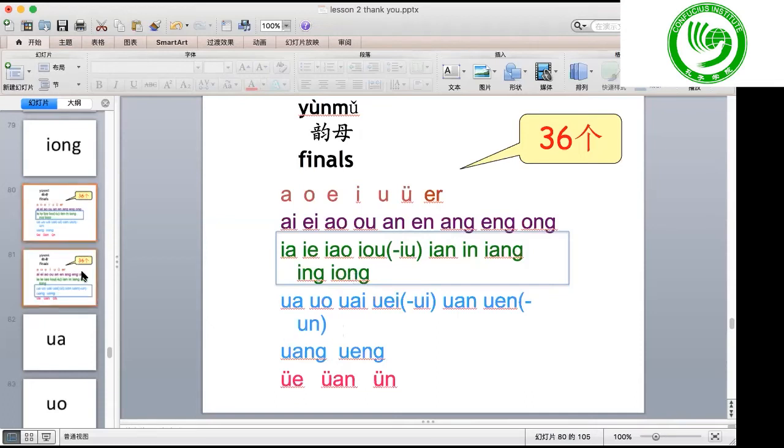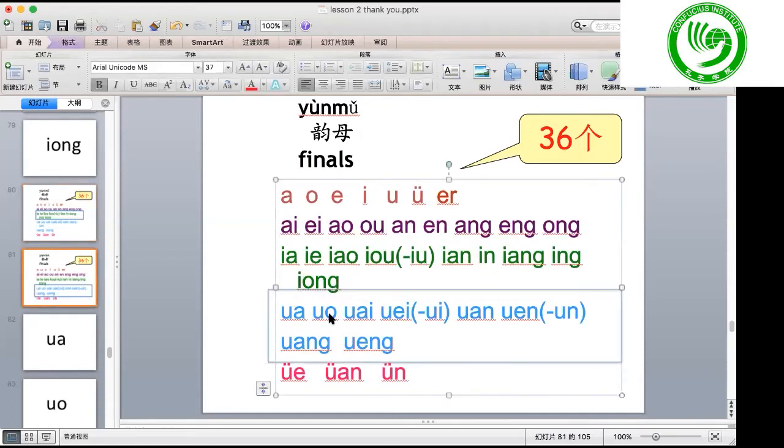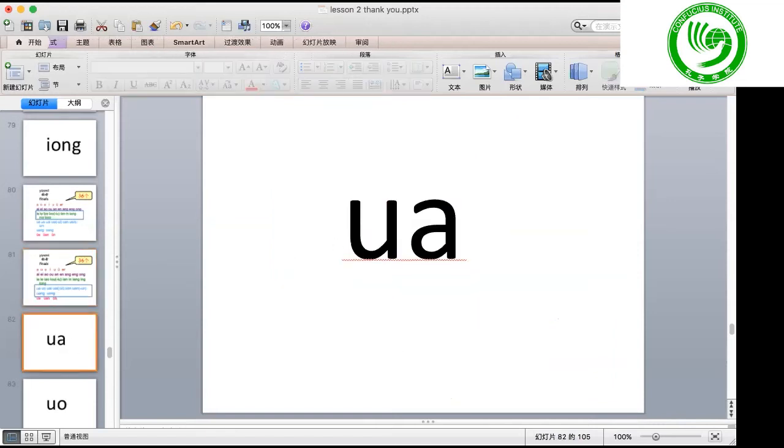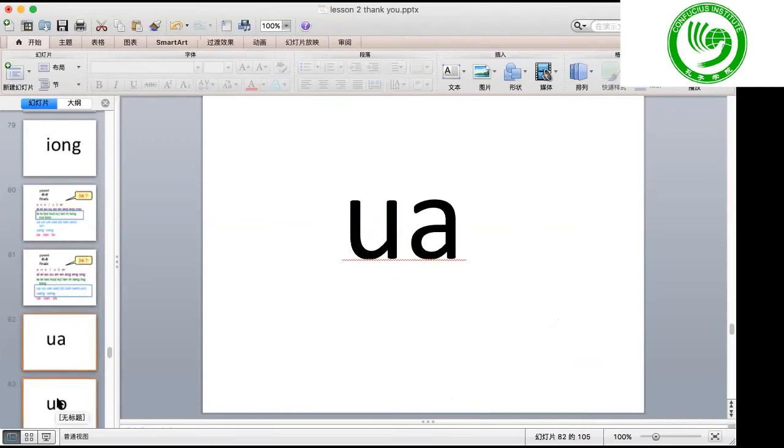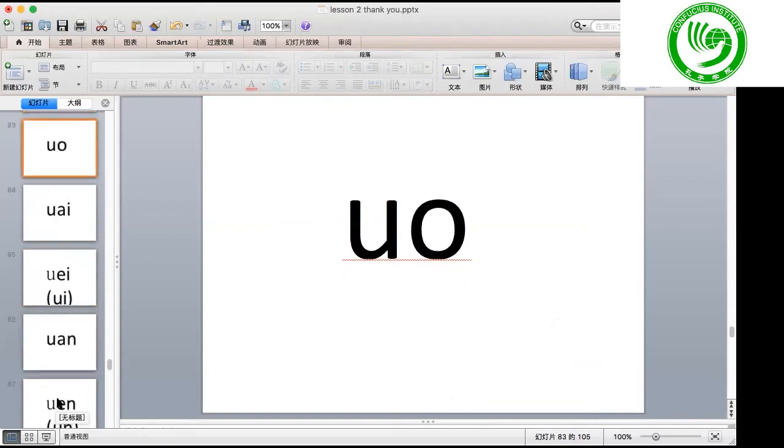Now let us continue with the next line, okay? So could you please guess how to read it? So here the first one is U and then this is A. Yes, so this is WA, WA. Next one, WO, WO, WA. 我 Next one. Yes, this why.